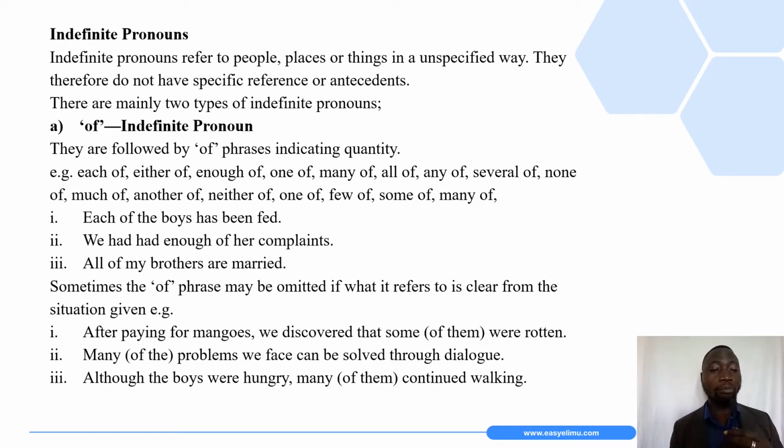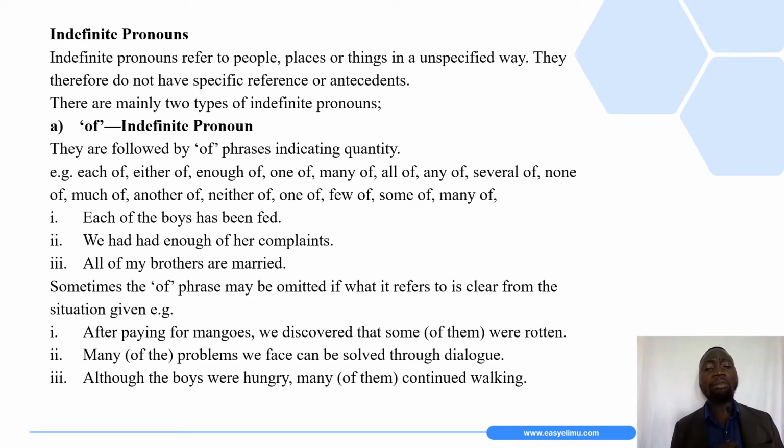Then the third that we have is: all of my brothers are married. All of my brothers are married. So another "of" indefinite pronoun that we have there is "all of". So try and use some of the examples that we have above in your own sentences.